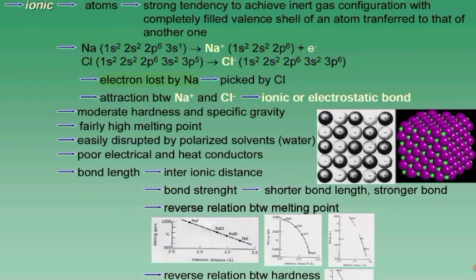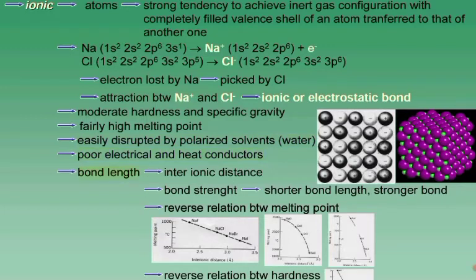The electron lost by Na is picked up by Cl, and the attraction between Na+ and Cl- forms the ionic or electrostatic bond. Ionic minerals have moderate hardness and specific gravity, a fairly high melting point, and are easily disrupted by polarized solvents such as water. They are poor electrical and heat conductors.